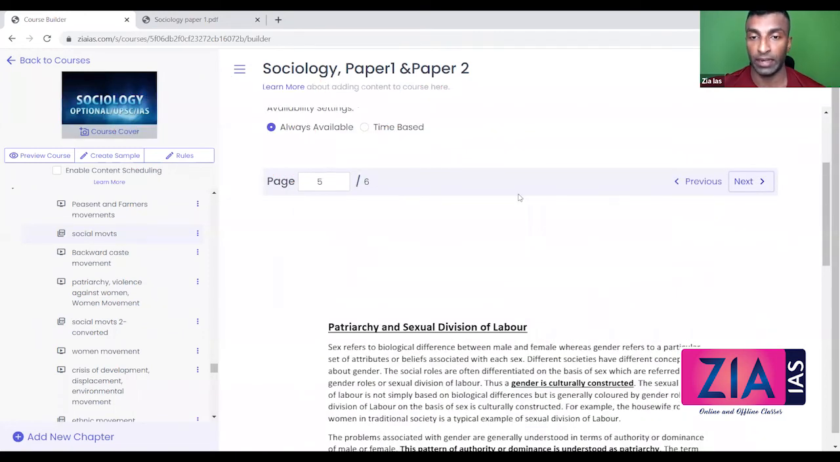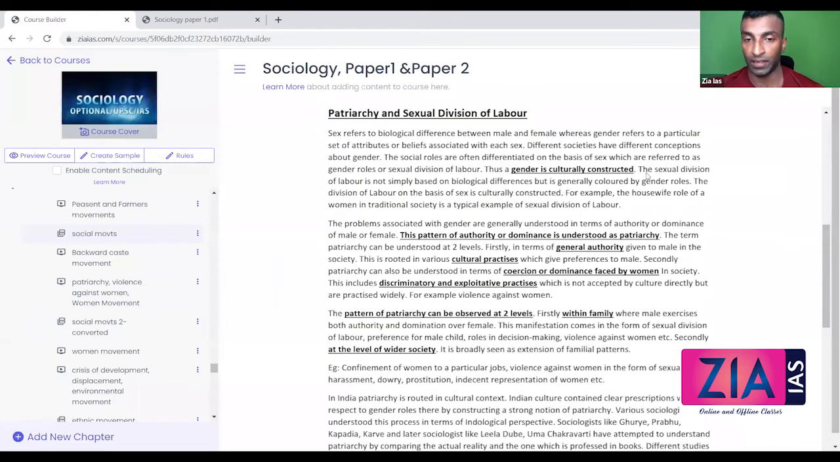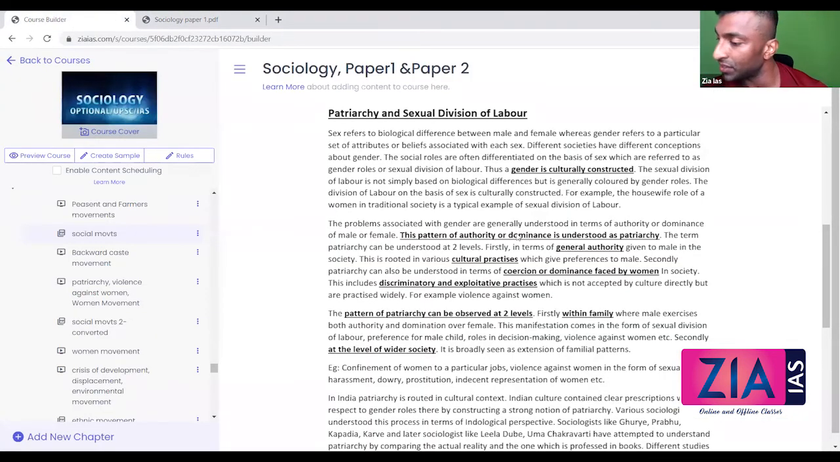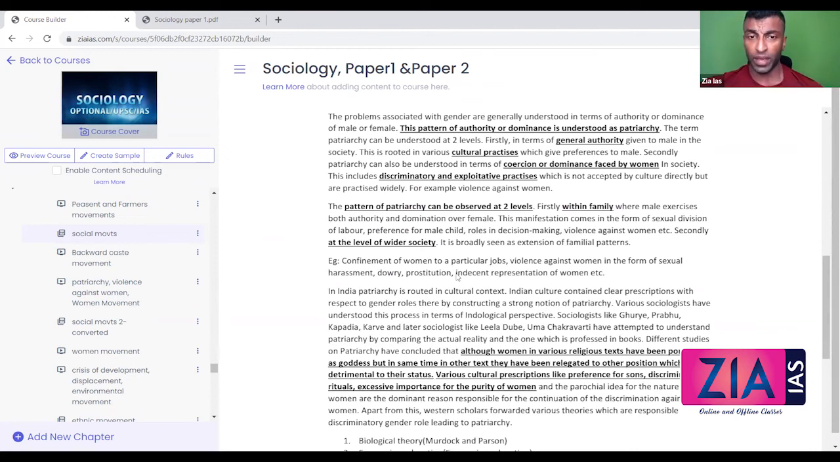So here it is, patriarchy, the details. What is patriarchy? Everything, right? Within family. So this is what they're asking, right? And then the wider society. Are they asking the same or different? What is the question? Exactly the same. Is there any difference here? Family and workplace means society only. It is public and private patriarchy. Is it the same that we have discussed here, within family and outside level? The pattern of patriarchy is observed at two levels, and the details and examples have been given here.